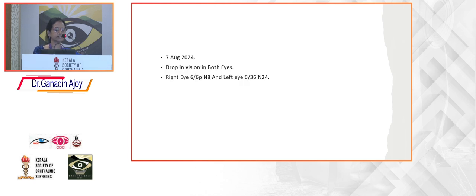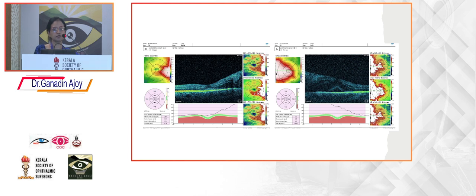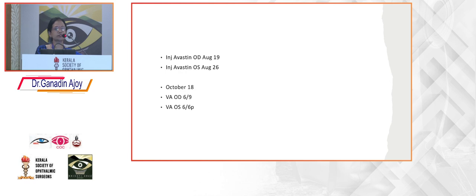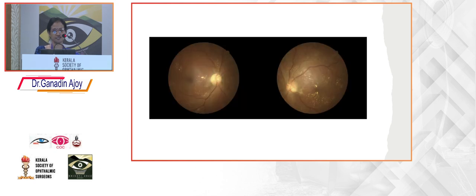Two months later, he has a drop in vision in both eyes. The right eye has dropped to 6/6 parts N8 and the left eye to 6/36 N24. Now there is macular edema as well, after two months of laser treatment. He was given an injection of Avastin in the right eye on August 19th and the left eye on the 26th. By October, his vision had come back to 6/9 in the right eye and 6/6 in the left eye. This is what the fundus looks like. There is the presence of a membrane because there was NVD along with this. In both eyes there are epiretinal membranes, and the disc has become pale.